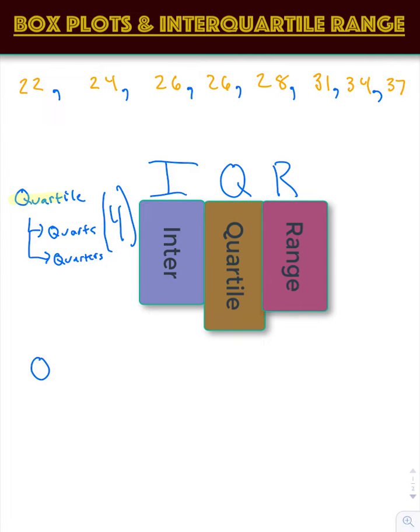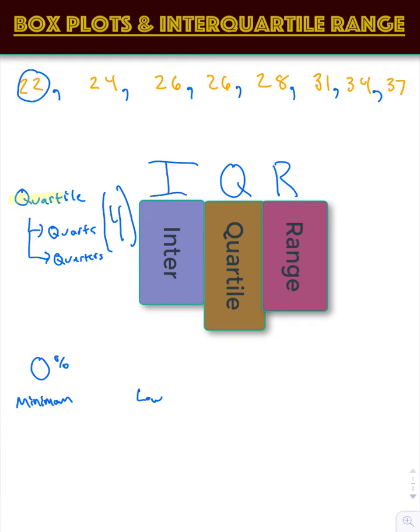We have the 0% quartile, 0% of our data, which is the minimum. That's the lowest number. It's not above any other numbers. That's why we call it 0%. In this case, 22 is our minimum, and there are no numbers that 22 is bigger than. So that's where the 0% comes from.